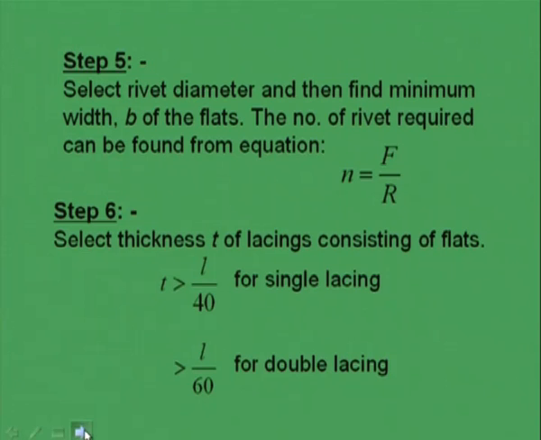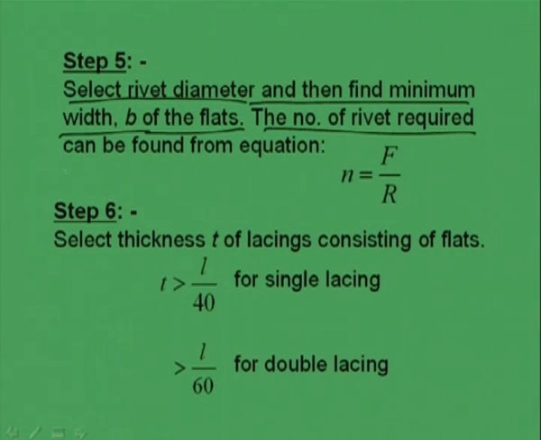In step 5, we will select some rivet diameter, whether it is 22 or 20 or 18, and on that basis we will find out the minimum width. So, the minimum width we can find out, then the number of rivets required can be found. So, N is equal to F by R.